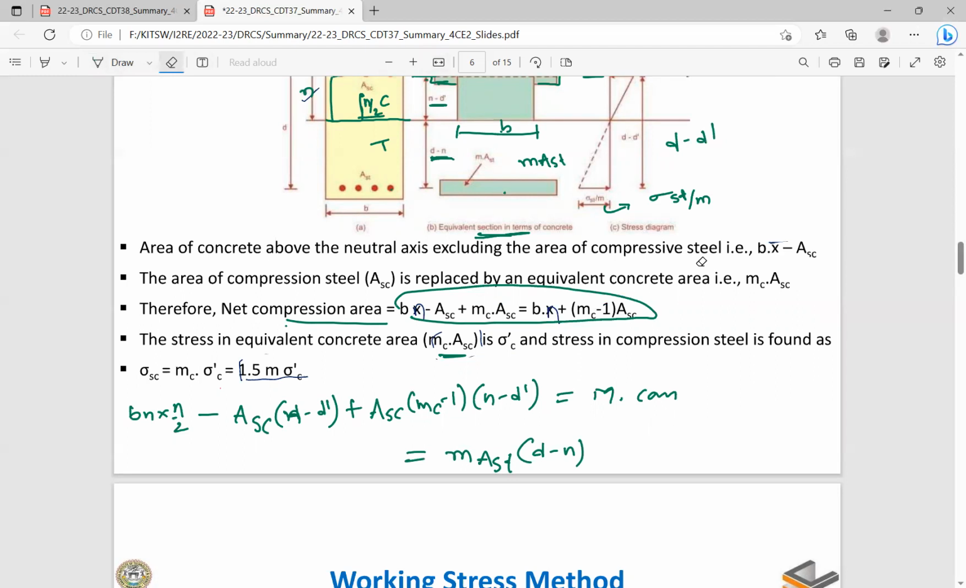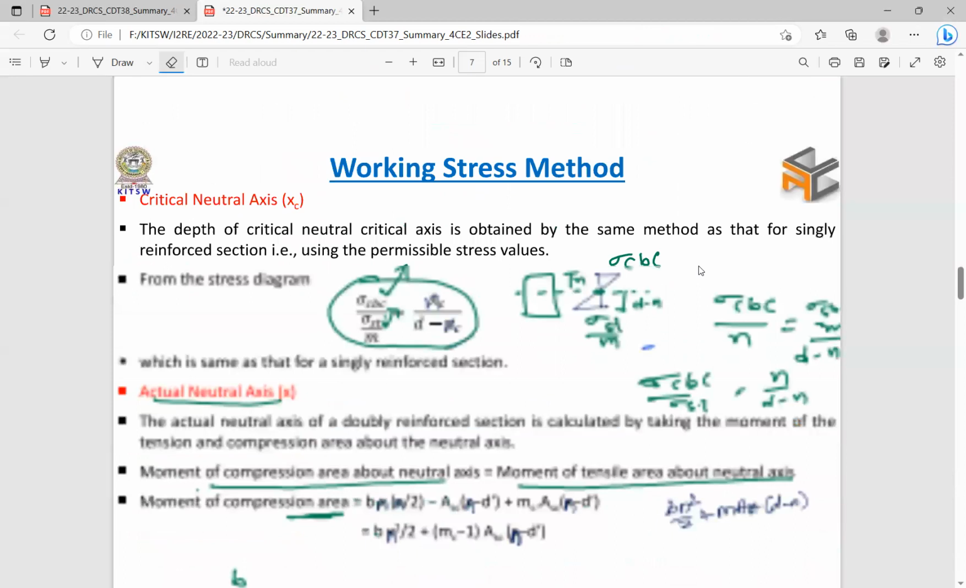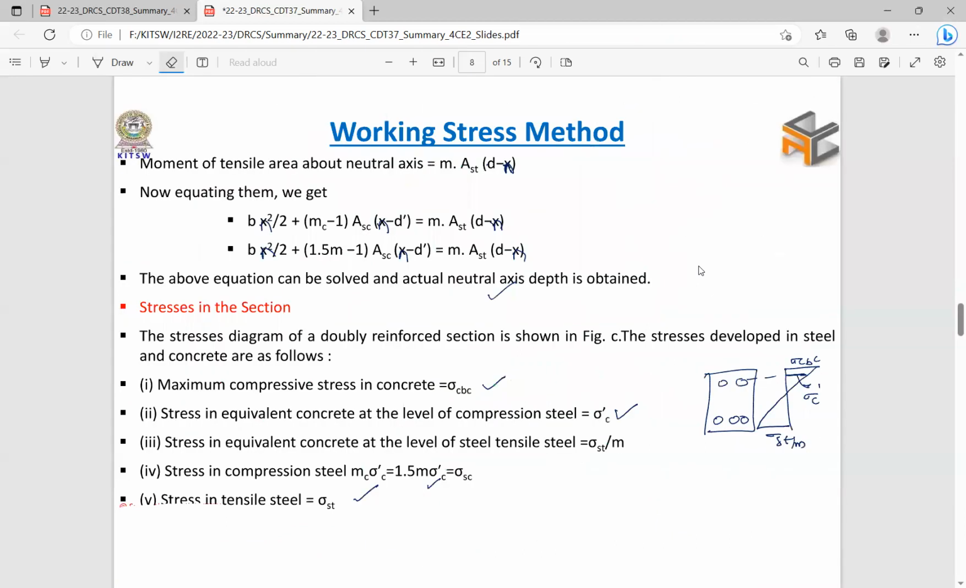You are going to calculate the neutral axis depth. That is, the moment due to the compressive area and the moment due to the tensile area. If you equate both, you will get the neutral axis depth. So this is how we are going to calculate the neutral axis depth.